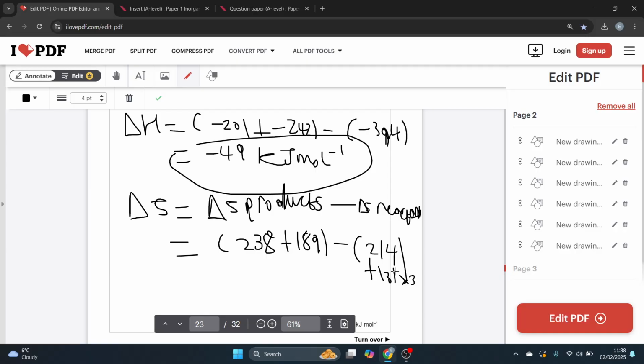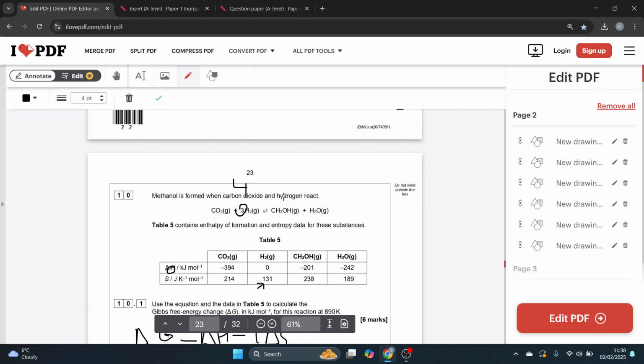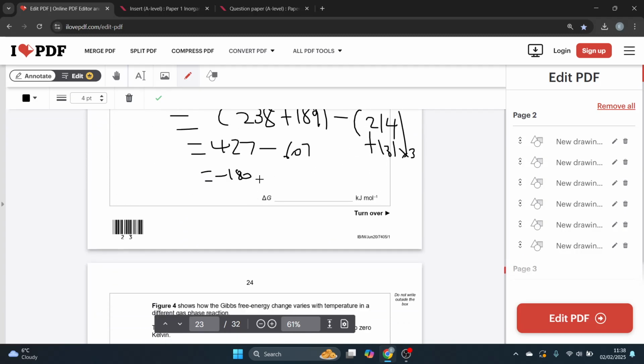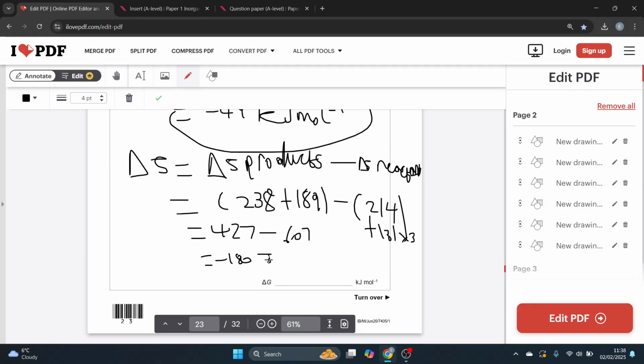I'm going to do it step by step. That's going to be 427 minus 214 plus 131 plus 131 plus 131, which is 607. 427 minus 607 is minus 180. Does that make sense? Yes, we go from 4 moles to 2 moles. So minus 180, in joules K to the power minus 1 mole to the power minus 1.